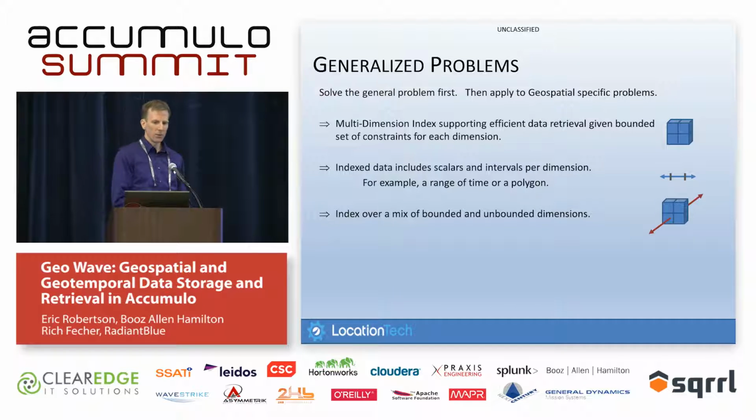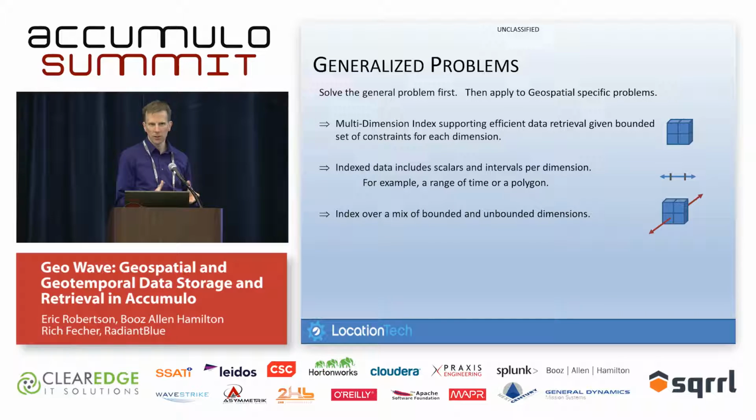The general problem we're trying to solve here, expanding on this a little bit, is that we have a multidimensional problem, translating that to a one-dimensional space. The second problem is that we're dealing with different data types. We have scalars and vector data, where a point of interest is a scalar, and then we also have intervals like time or polygons. The last problem is that we have a mix of unbounded and bounded dimensions.